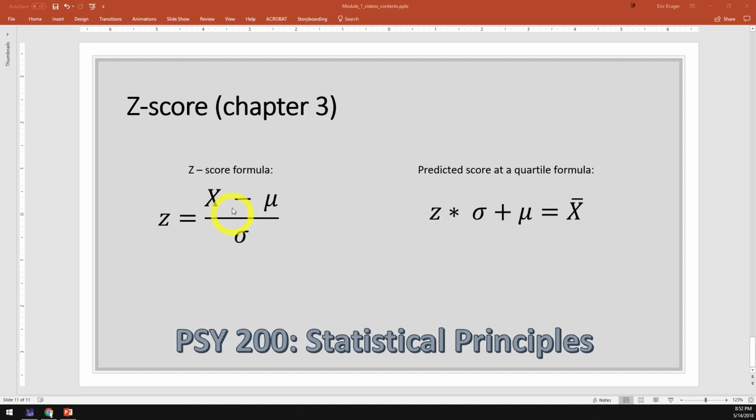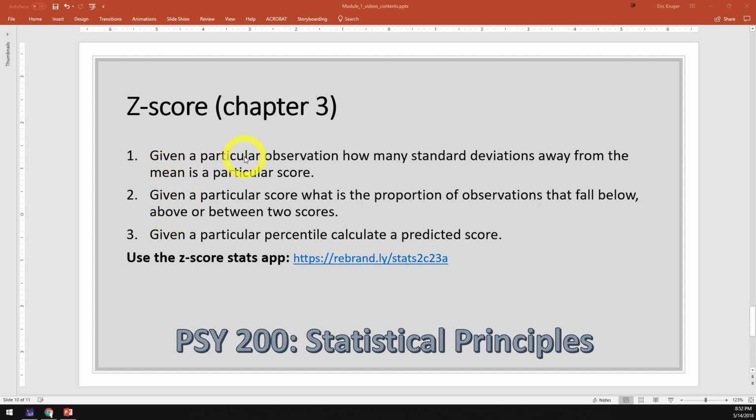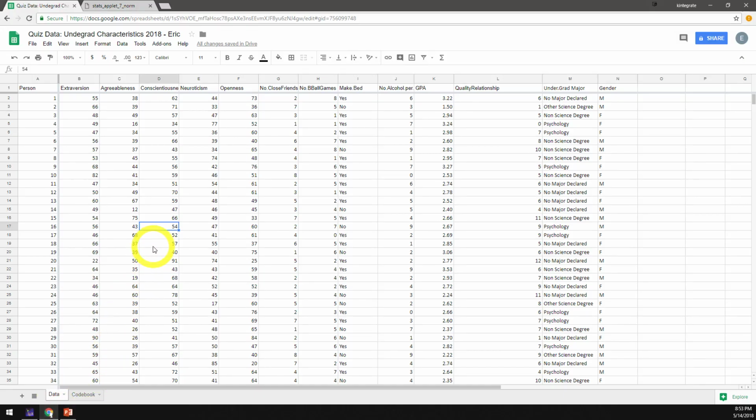Let's take that formula and actually use it to calculate this first kind of task that we'll have to do. Let's open up the undergrad characteristics data set and start with observation 16, and go to conscientiousness. For person 16, which I'll highlight the entire row, for this particular score of 54 for conscientiousness, how many standard deviations away from the mean is this score?